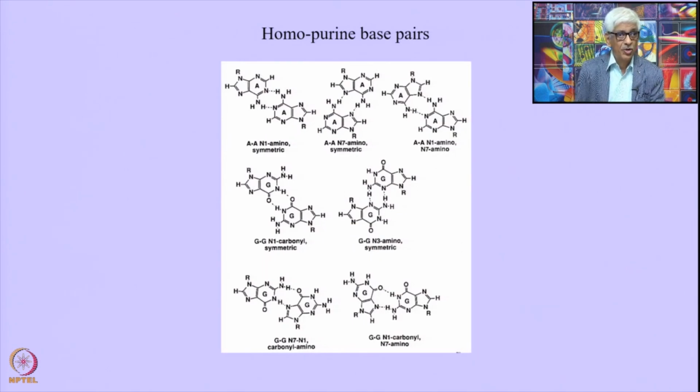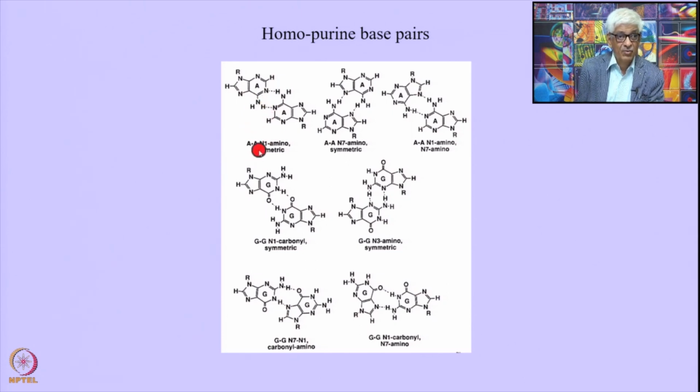Now then you can also have purine base pairs. Just as we talked about purine pyrimidine base pairs, you can also have purine base pairs. So here it is A and AA base pair, okay, and different types. So AA N1, okay, N1 to amino. So you have one of the protons is the amino and the other one is the nitrogen, okay. So you have here the amino of this hydrogen bonded to this nitrogen here of the 6 membered ring, and similarly 6 membered ring of this is paired to this nitrogen here A, okay.